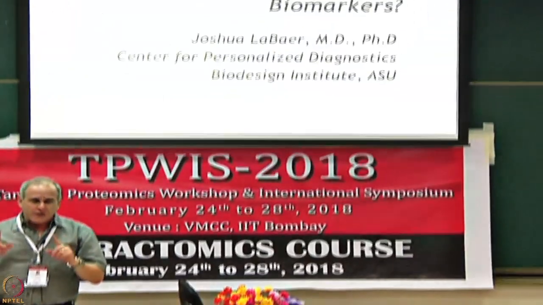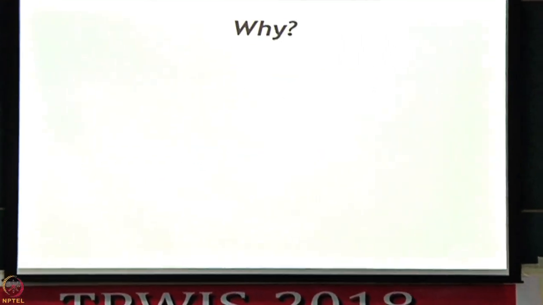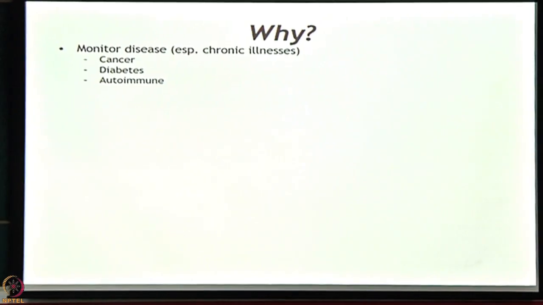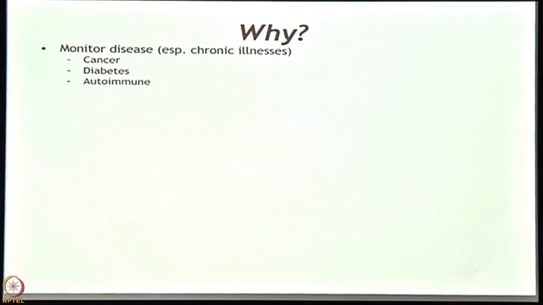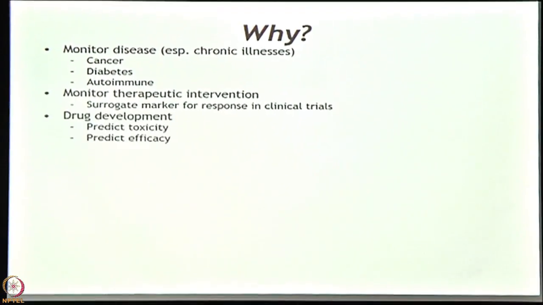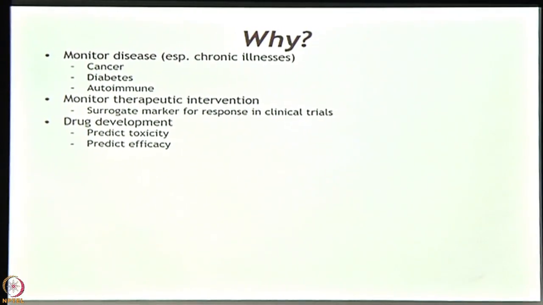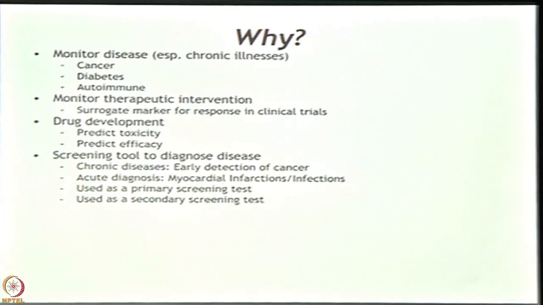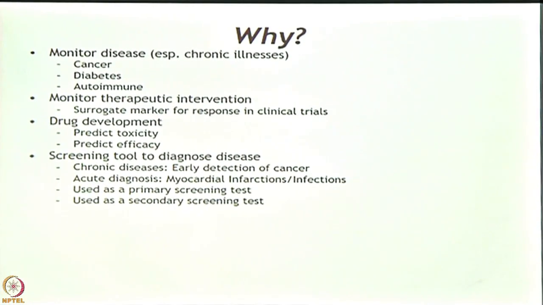All right, so now we're going to talk a little bit more specifically about biomarkers. I won't go through this part a lot because we kind of did this. So we talked about why you would do it. You want to monitor disease. You might want to monitor whether therapeutics are working properly. You might be able to use the markers to predict toxicity of drugs or efficacy of drugs. We talked about the use of it to screen for disease, for early detection or even acute diagnosis.